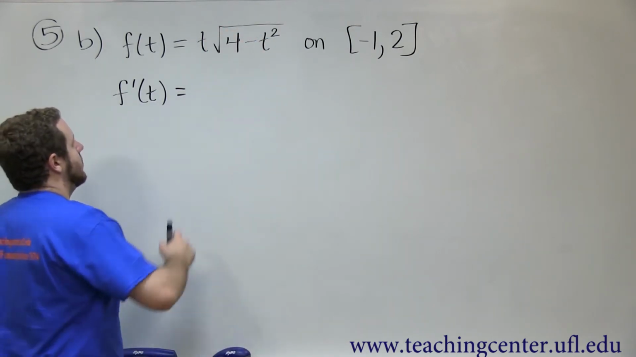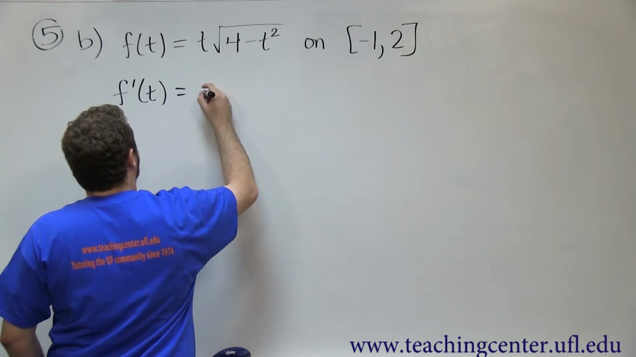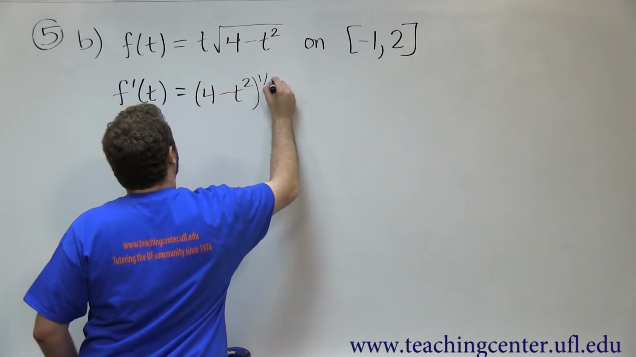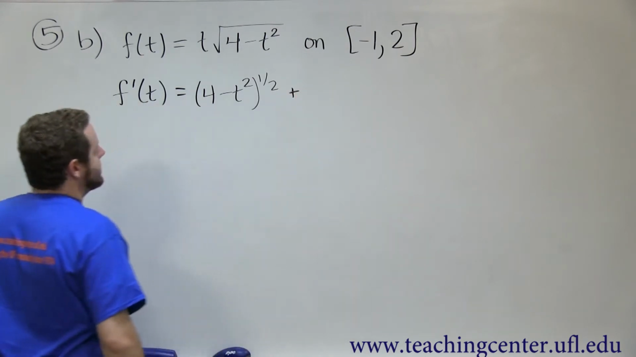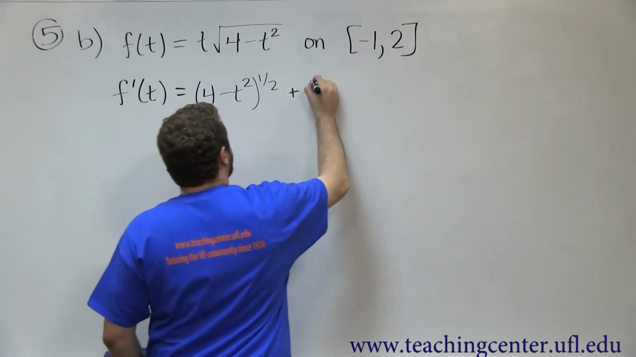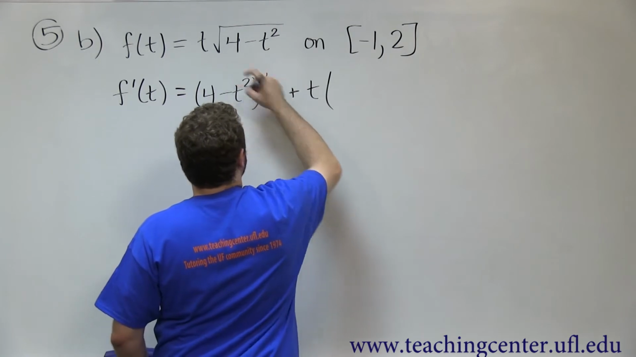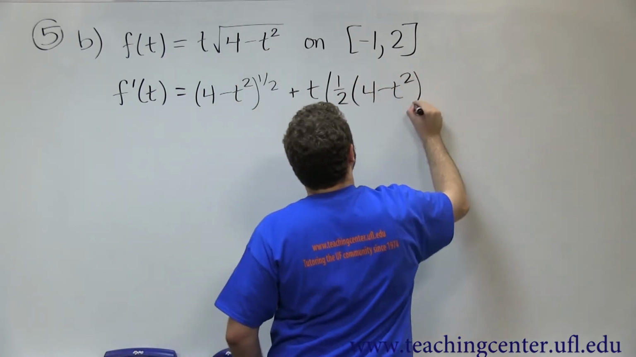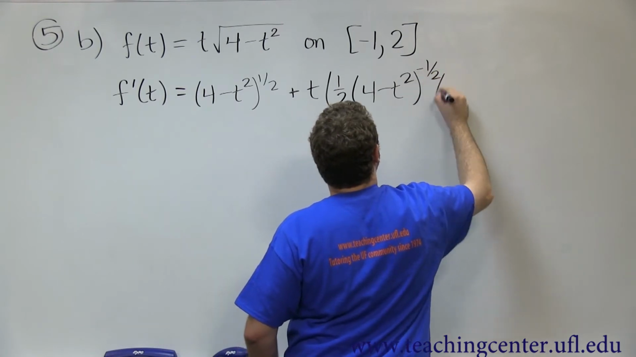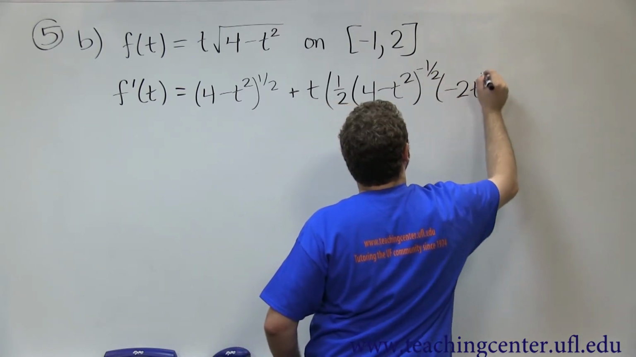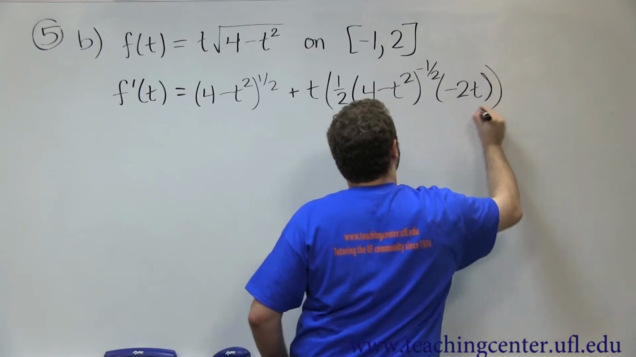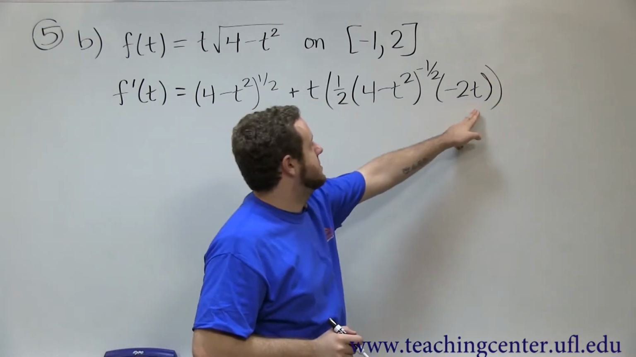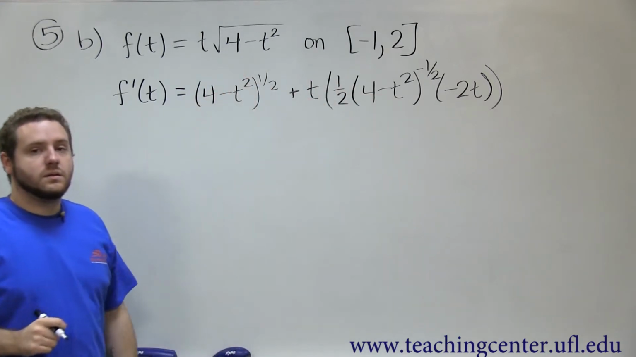So by using our product rule, derivative of t is 1, and then we would just multiply by 4 minus t squared to the 1/2, plus we would have t now times the derivative of this. We'd have bring the 1/2 down, 4 minus t squared now to the -1/2, and we also have to multiply by -2t due to the chain rule. So this whole term right here is just the derivative of the square root part.